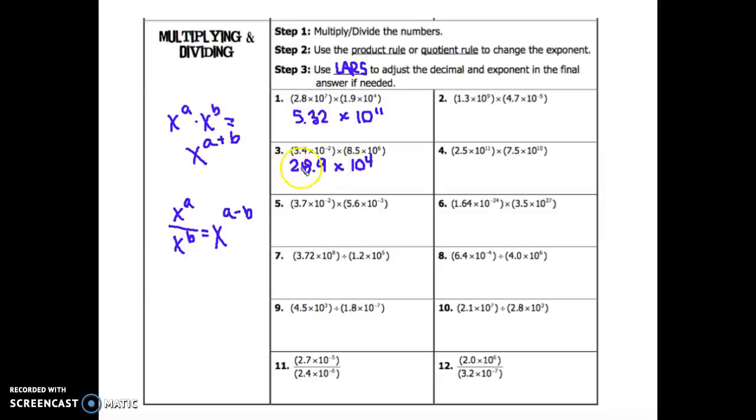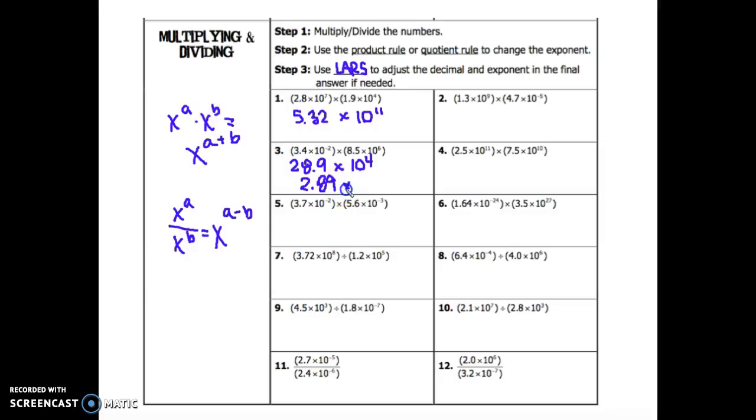At this point in time, our answer looks a little bit like scientific notation, but it's not, because my exponent is in the wrong spot. I have 2 numbers left of the decimal, and I only needed 1. So I need to move it one place. Notice that I'm moving it to the left. Whenever I move it to the left using my LARS, left means to add.